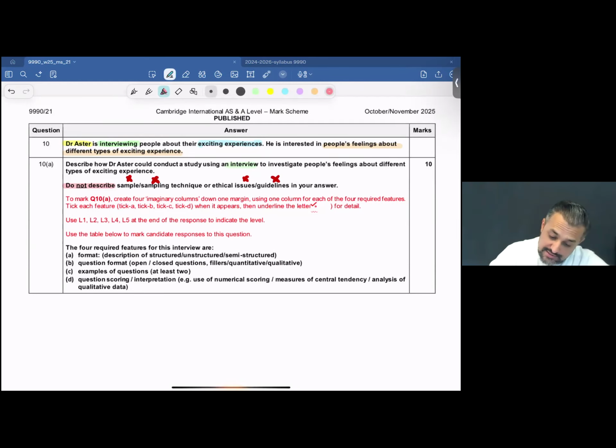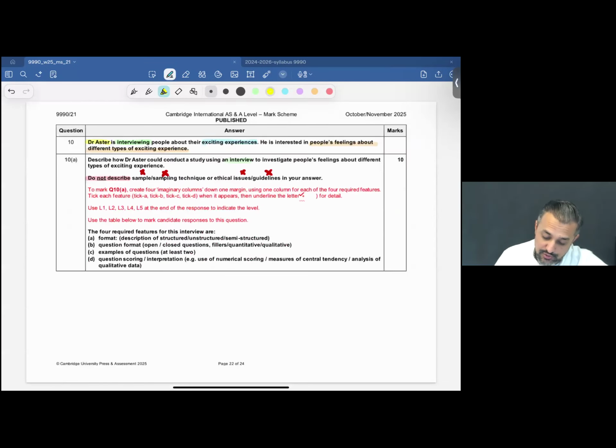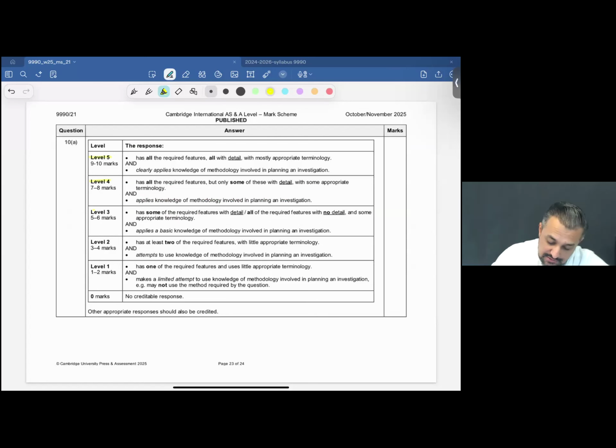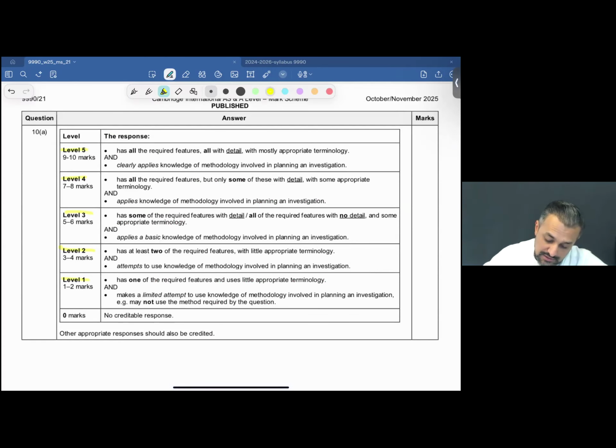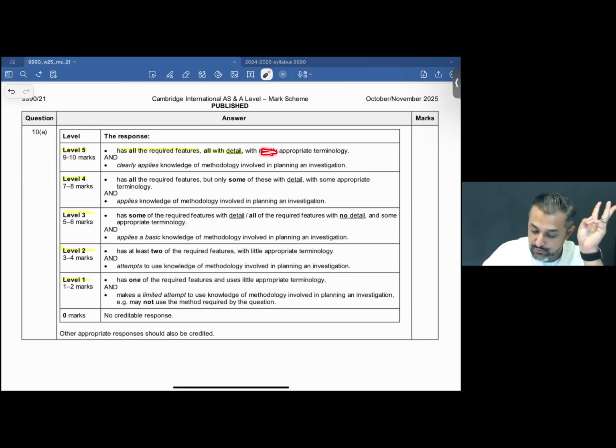Now, taking this ahead, in this particular question you get marks through levels. The highest level over here is level number 5. And this says it has all the required features, whatever the features were that I put into a box and showed to you, all are there with detail with appropriate terminology. Let's just say appropriate terminology is a must-have here, and it clearly applies knowledge.